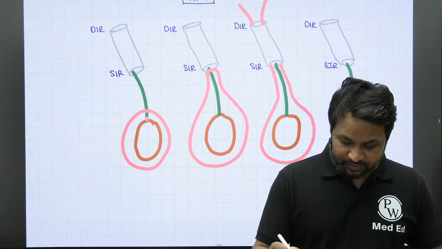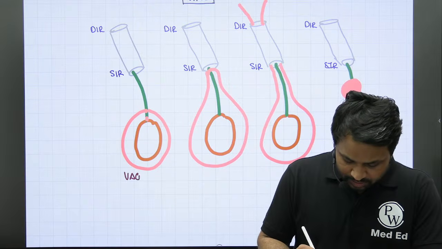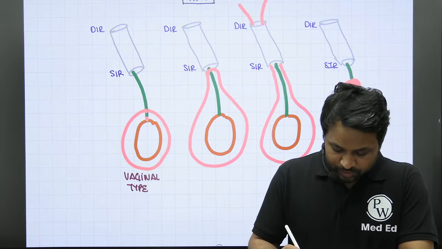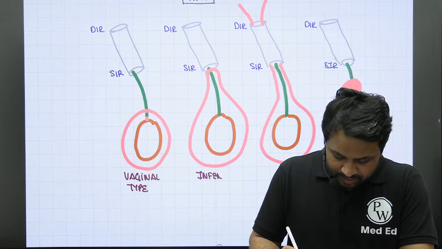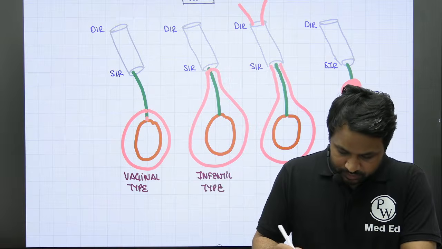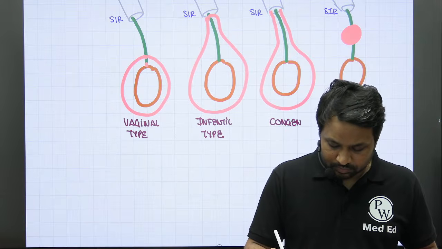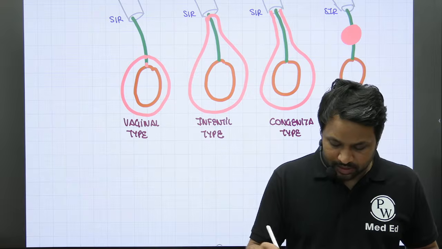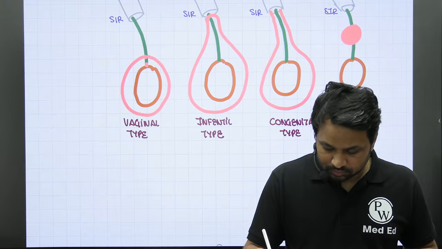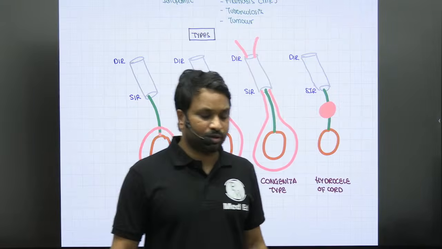Now, the one that is confined to the testes itself is what we call the vaginal type. The one that goes all the way to the superficial inguinal ring is what we call the infantile type. Where there is intra-abdominal communication, it will be the congenital type. And the last one is the hydrocele of the cord. So these are the different types that are going to be present.